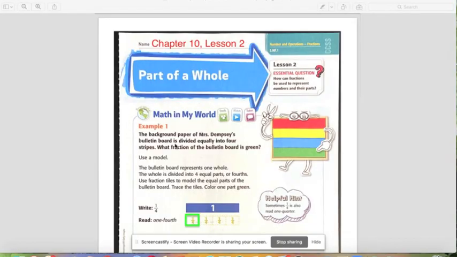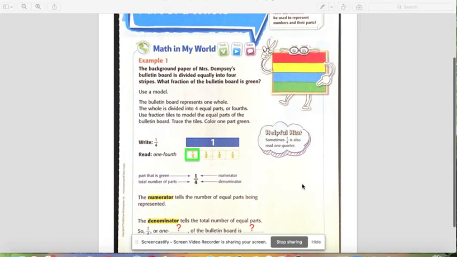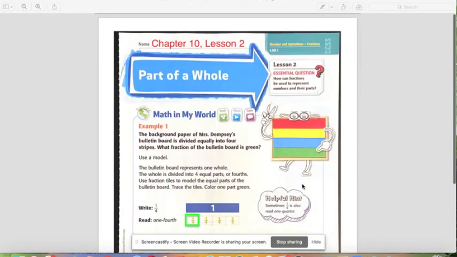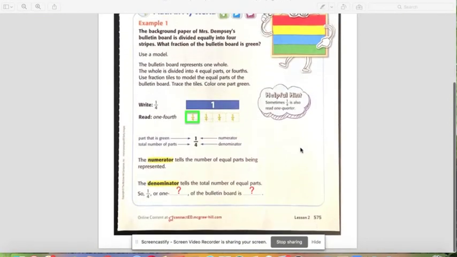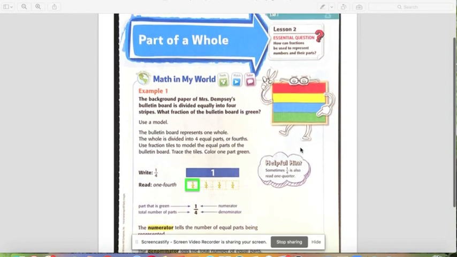All righty. So here is the screencast of Chapter 10, Lesson 2, beginning on page 575. And it's going to tell you all the things that I just showed you on the board. We have a picture here of Mrs. Dempsey's bulletin board, which is quite colorful. She has 4 equal parts of colors. She has a green part, a blue part, a yellow part, and a red part, and they are equal parts.